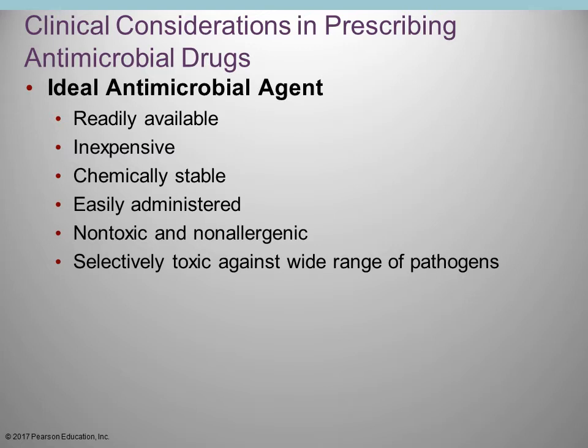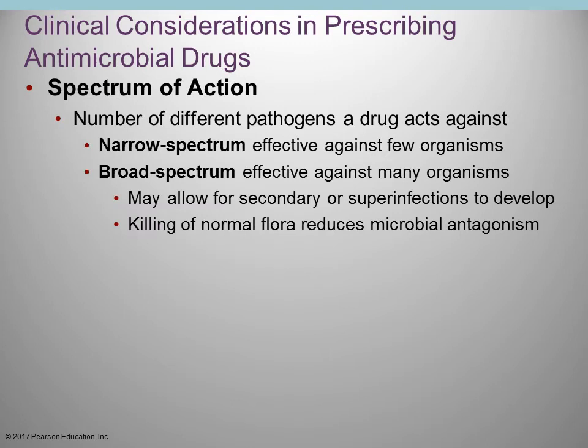Now, reality and theory are two different things. In theory, it would be wonderful if we could find a drug that's already here that's effective. Because it's a virus, that limits things. The number of different pathogens that the drug acts against will determine how we classify it. Narrow spectrum is effective only against a few organisms. Broad spectrum is effective against many different organisms. There's pros and cons of this.